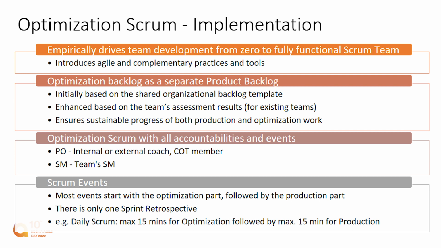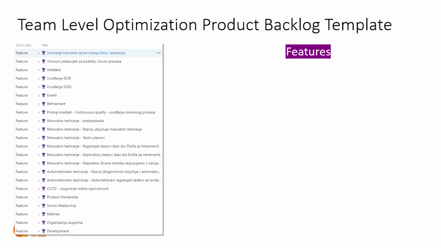And try to improve their way of work, and try to find improvements that could improve the optimization Scrum and the production Scrum as well. This is the backlog. At the beginning, most of the backlogs for the teams, for the optimization of teams, can be based on a template, because the organization wants the teams to have similar capabilities.